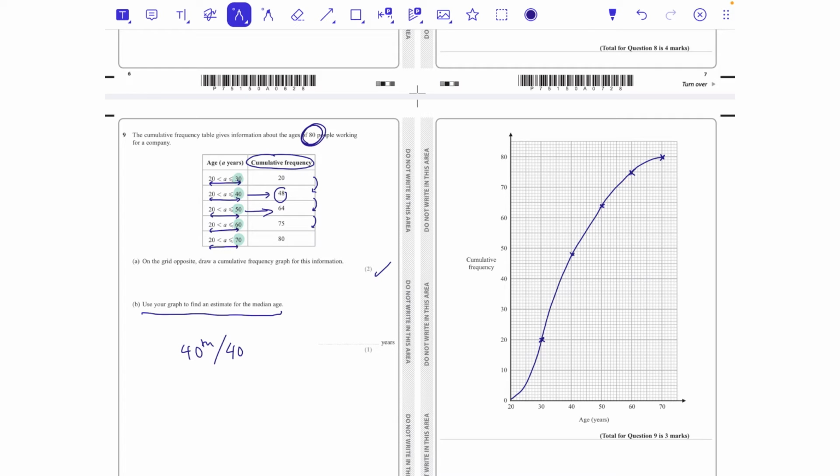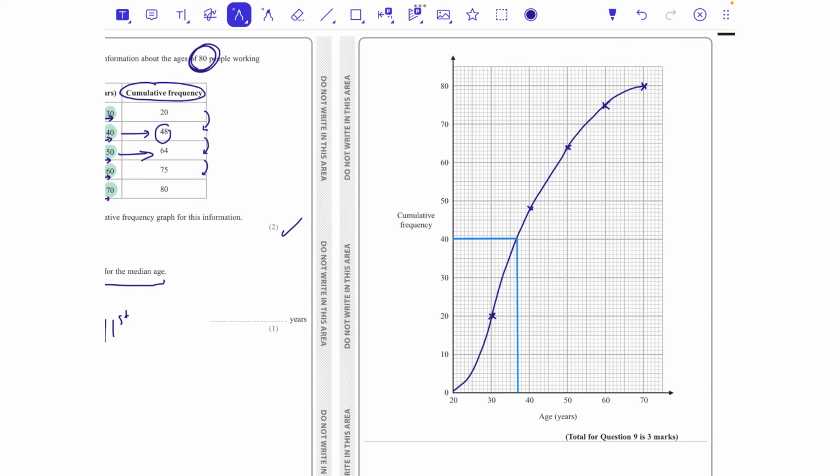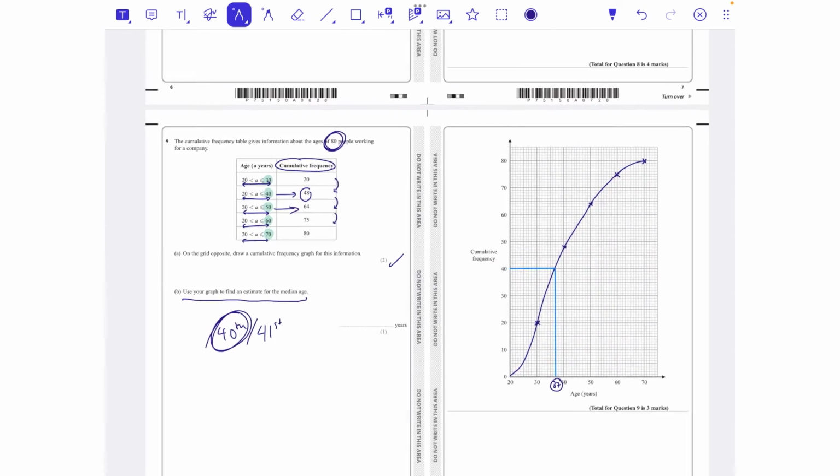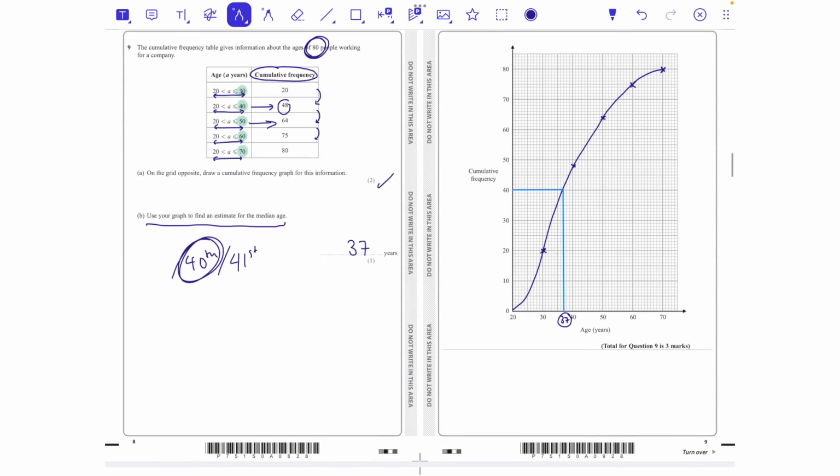Technically between the 40th and the 41st, but because it's a graph, we just go across at the 40th. So we're then going to get our ruler and read across at 40, hit the graph, and then go down, and that would be our median. So the median there would be at 37 years of age. So my median, 37. 3 marks for that one.